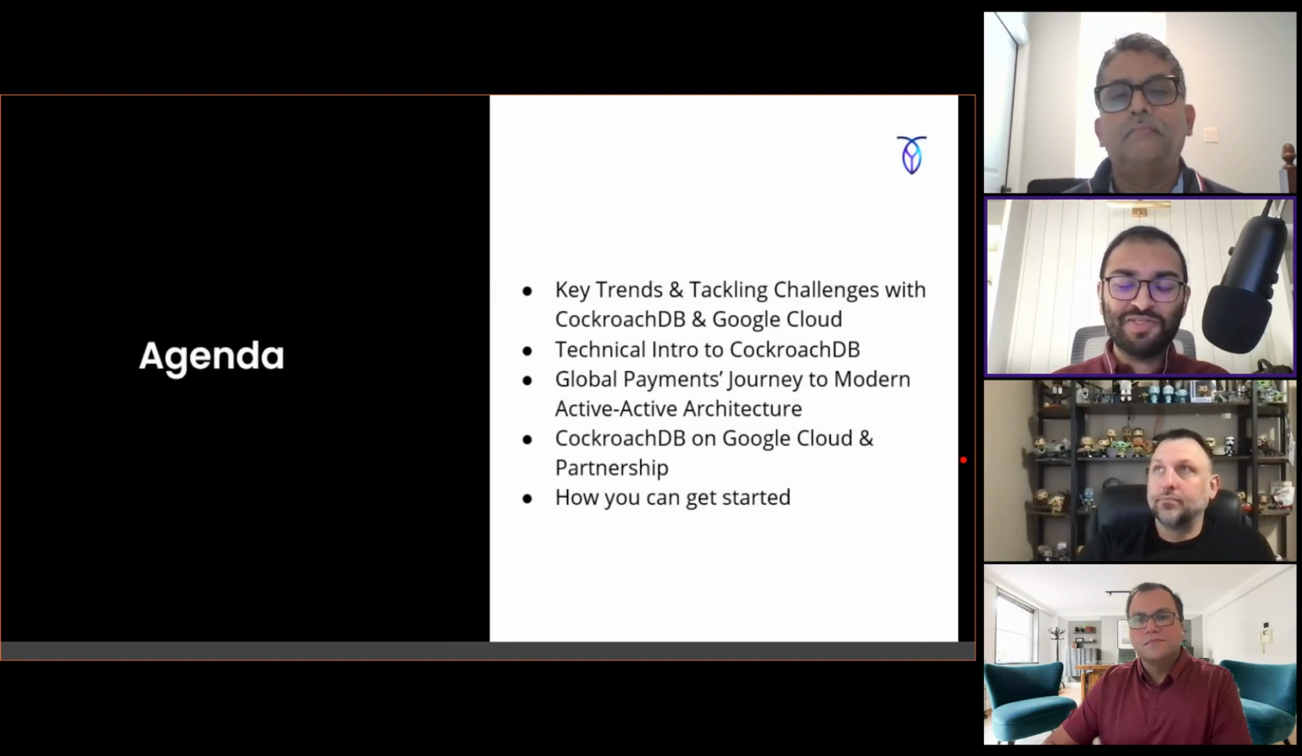And then we have our speakers from Global Payments. They're going to talk about their modernization journey to an active architecture on Google Cloud with CockroachDB. Then I'm going to circle back and talk about the partnership between Cockroach Labs and Google Cloud and how you can get started with us as well.